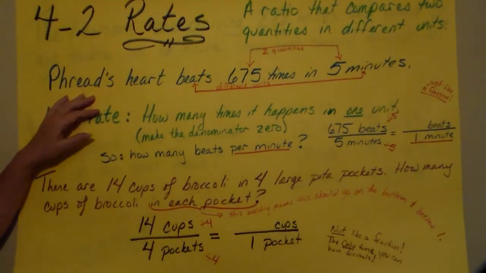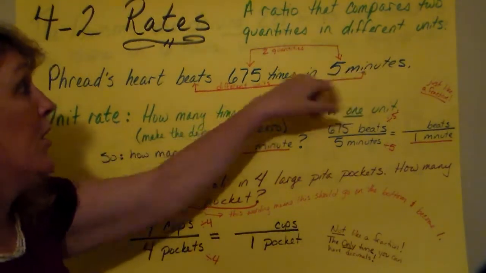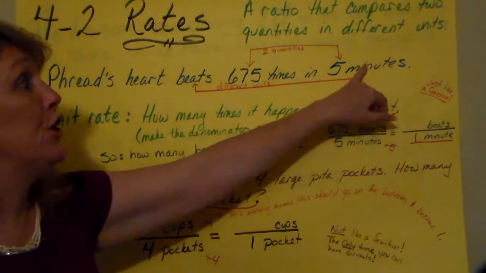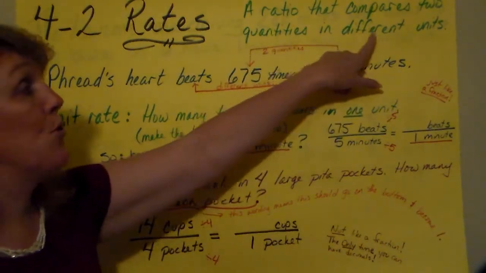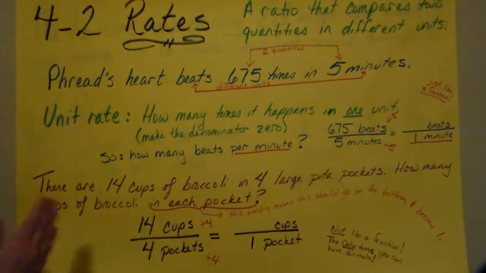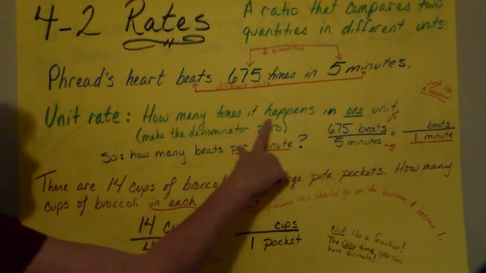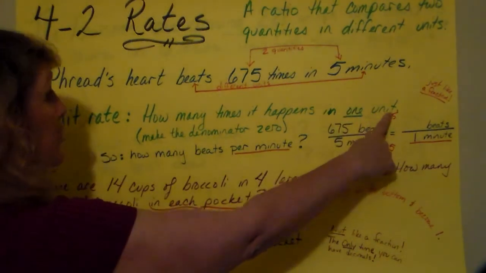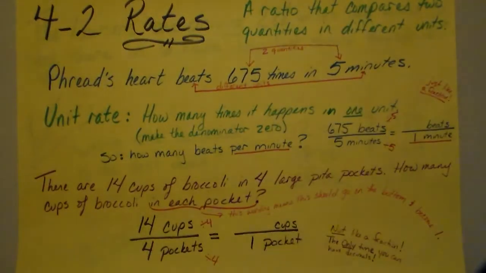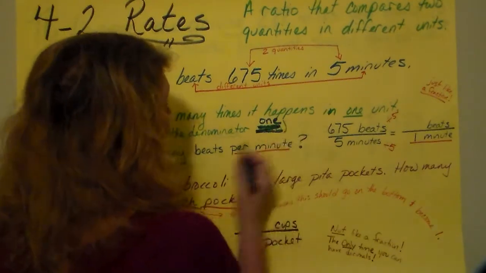So Fred's heart beats 675 times in 5 minutes. So we've got two quantities and we've got different units. So we're comparing two quantities in different units. That's our rate, okay? And again, this is kind of just like a fraction. We're looking for the unit rate, how many times it happens in one unit. So you want to make the denominator a 1.